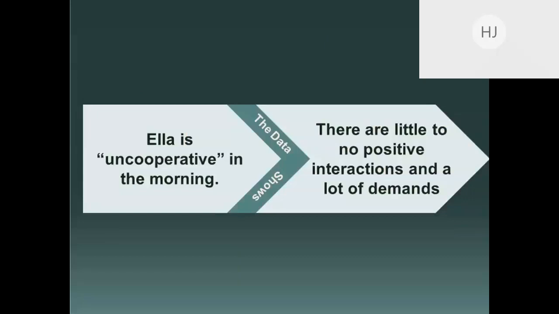And when we do that, we find that there's little to no positive interactions, and there are a lot of demands on Ella in the morning, which would make sense that maybe she's in this uncooperative big old category. But the more specific information we find, the more we drill down into what's happening, the more things we can change in the future in the environment and adjust the supports that we're providing there.